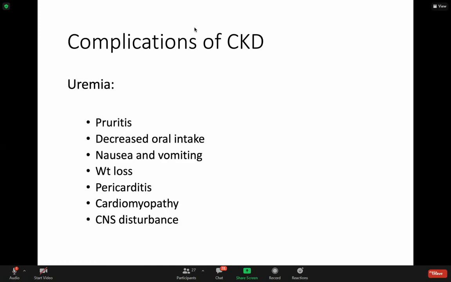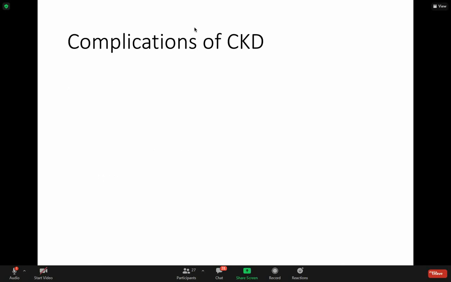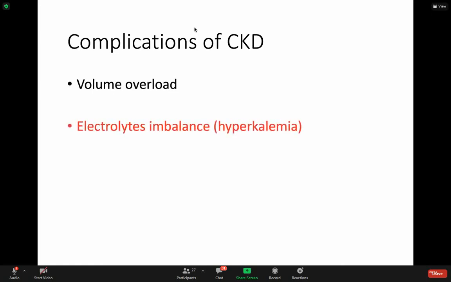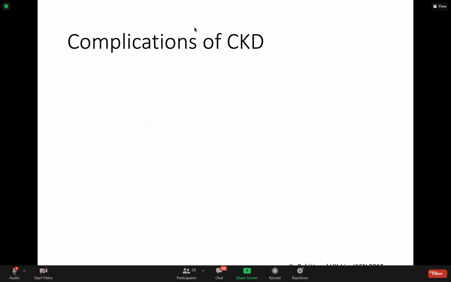So decreased oral intake, nausea, vomiting, weight loss, pruritus, pericarditis, cardiomyopathy, and CNS disturbance. Okay. In addition, volume overload, and electrolyte imbalance. What you are afraid of is having hyperkalemia, for example, potassium of 7, which could be fatal. Severe metabolic acidosis as well is one of the complications of chronic kidney disease. And if it fails to respond to medical management, then you will do dialysis for the patients.